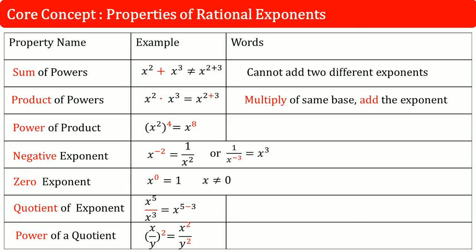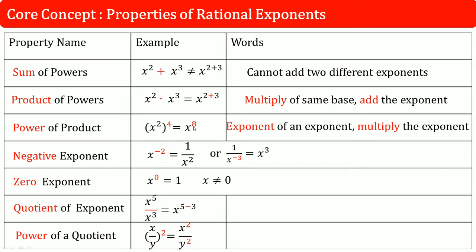Product of a power: you multiply the same base. Here they're both x's, they're the same base, so what you're going to do is add the exponents. That's 2 plus 3 as the exponents. Power of a power: the exponent of an exponent. Do you see the exponent here is 4, and the exponent on the inside was 2? You will multiply the exponents. So 2 times 4 is 8.